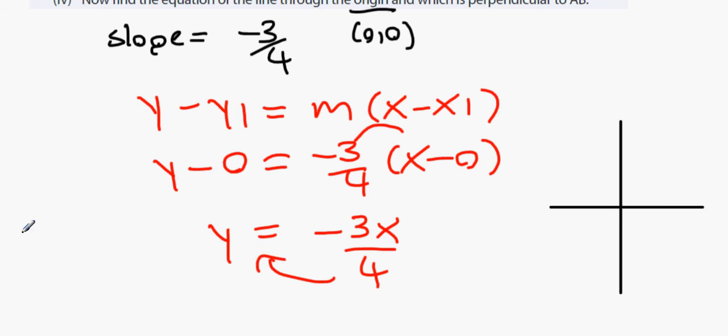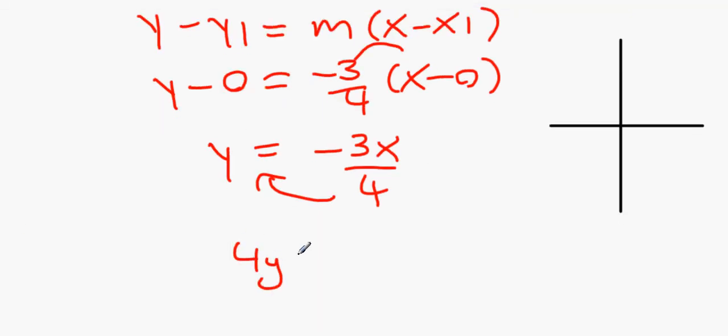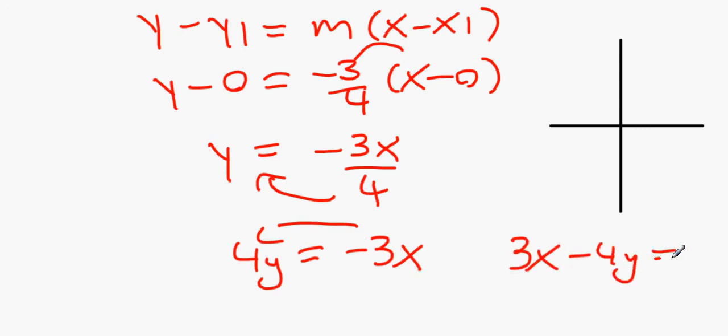Cross multiply the 4. 4y equals minus 3x. Bring over the minus 3x. We get 3x plus 4y equals 0. Okay, so quite an easy question.